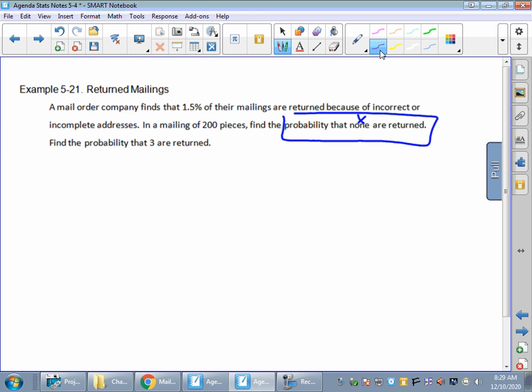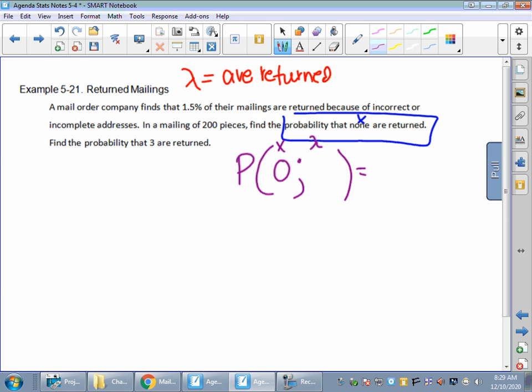So here's my first one, right? I know that none is going to be my x, but I don't know my lambda. Lambda is going to be the same for both of these problems. Lambda is the average number of returned mail, so lambda equals the mean returned mail. In this case, I could figure this out because this was that thing where n times p might be helpful. I've got a mailing of 200 pieces, and this is the probability that the mail is going to be returned. They put it out there. So I'm going to do 200 times 0.015, and my lambda is going to end up being, I think, 3. When I do that math, double check me. So in both of these questions, lambda is going to be 3.